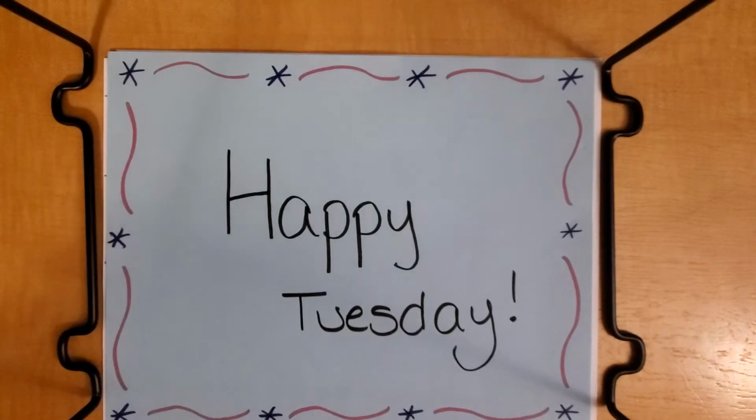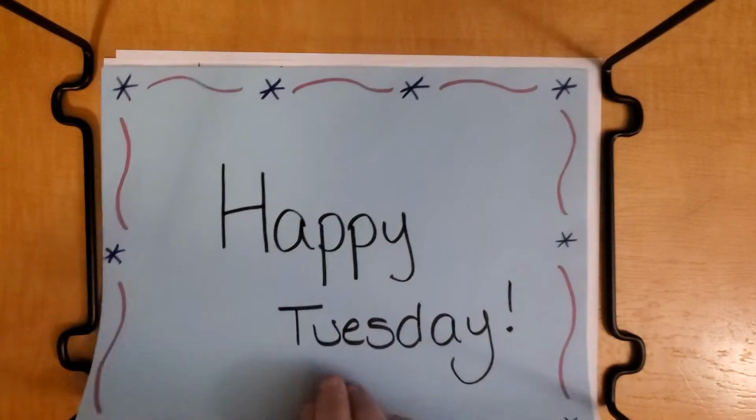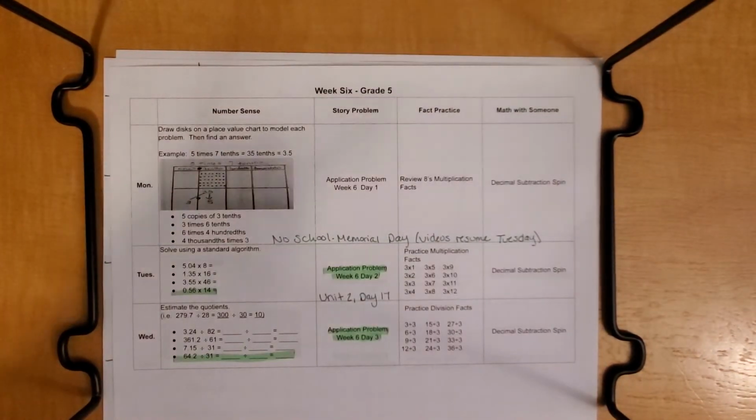We are on week 6 of distance learning and we are 7 school days away from being ready for summer vacation. You guys have made it almost all the way through 5th grade. I'm very proud of you for all the hard work you're putting in and all the things you're getting done. All right, let's take a look at this week's jobs.